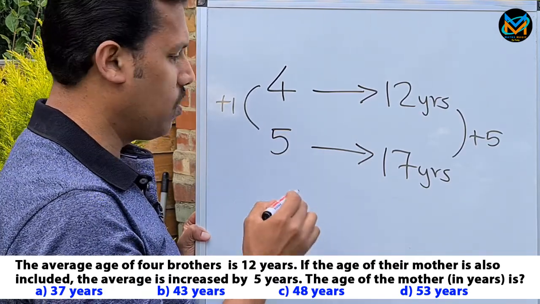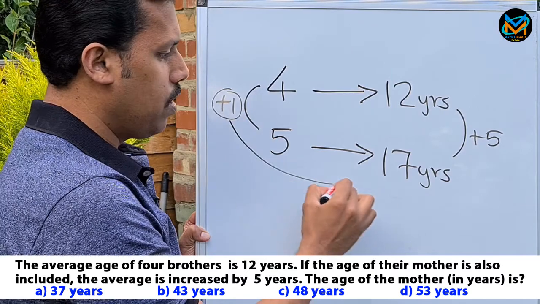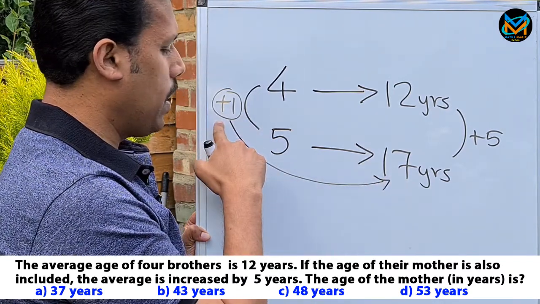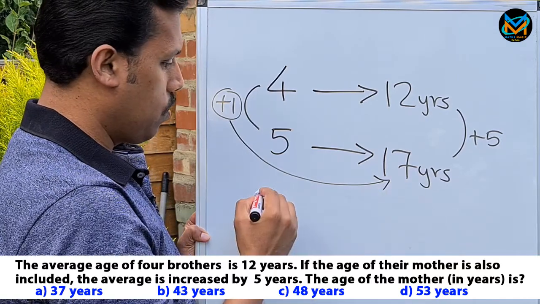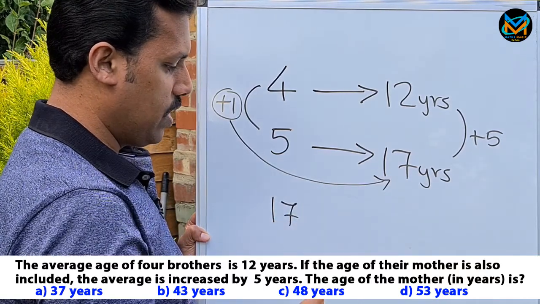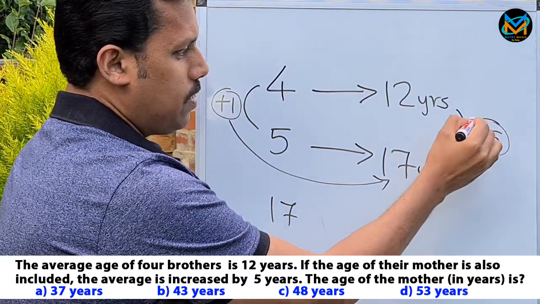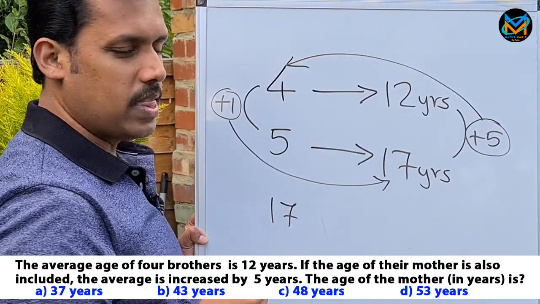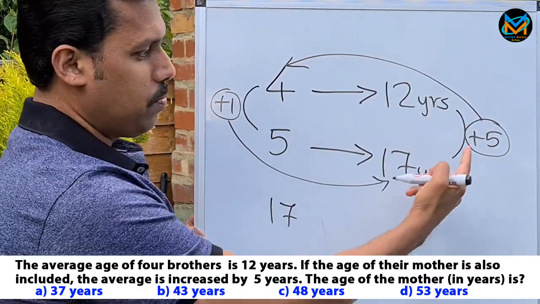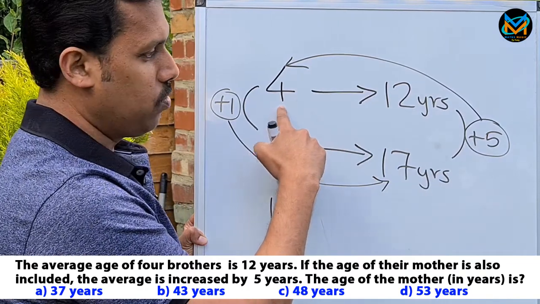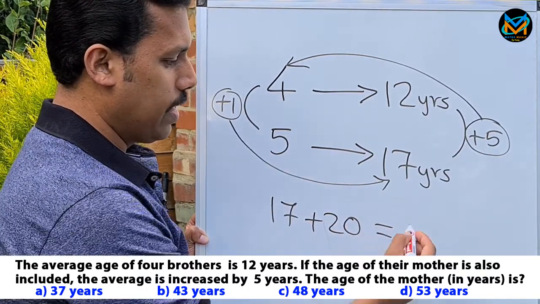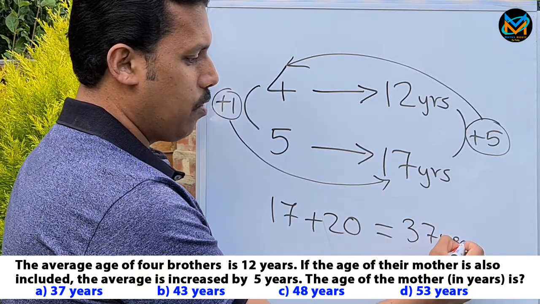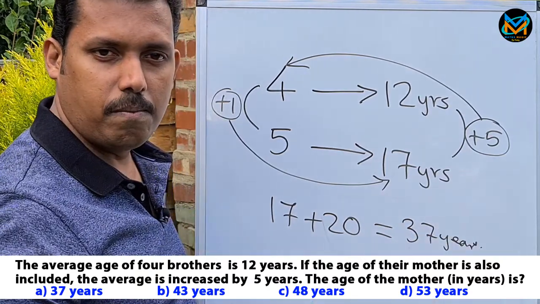The way you find the answer is to multiply this number with this number. From the left side, the difference with the bottom right number: that is 1 into 17, which is 17. Then multiply the right difference with the top left number. So you get 5 times 4, which is 20. Plus 20. That will be your answer: 37 years. That will be the age of the mother.